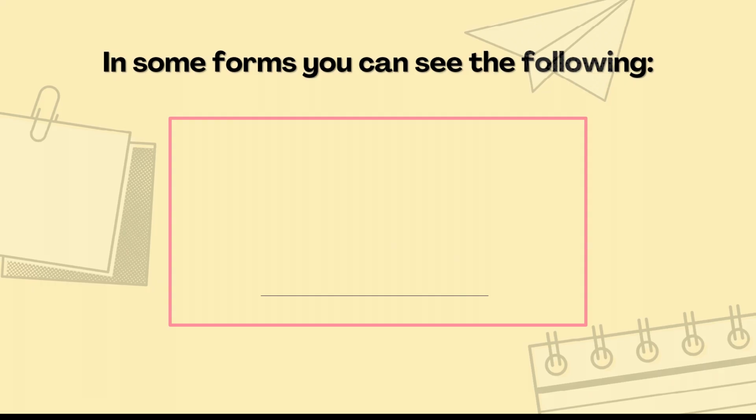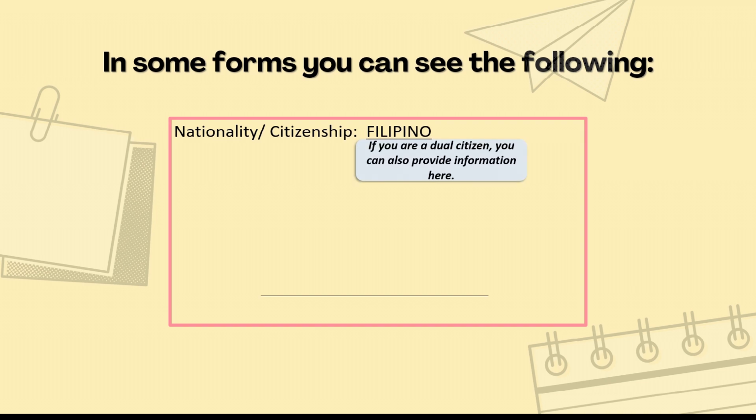In some forms, you can also see the following: nationality or citizenship, civil status. It means if you are married, widow, or single. Kung ikaw ay hindi pa kasal, ikaw ay single. Kung ikaw ay kasal na, you are married. Kung namatayan ka na ng asawa, you are a widow. Kung hiwalay, separated, at marami pang ibang choice.